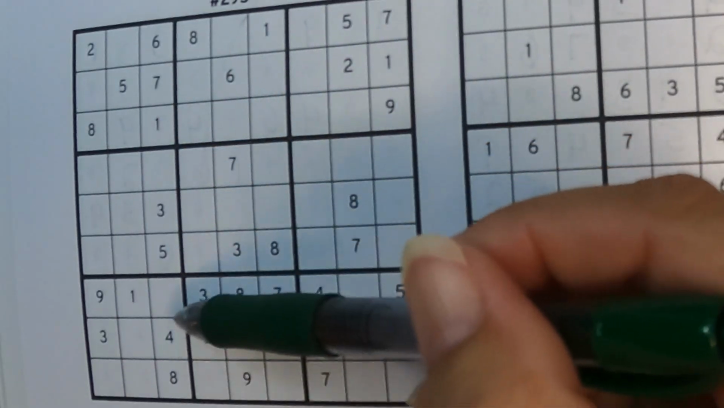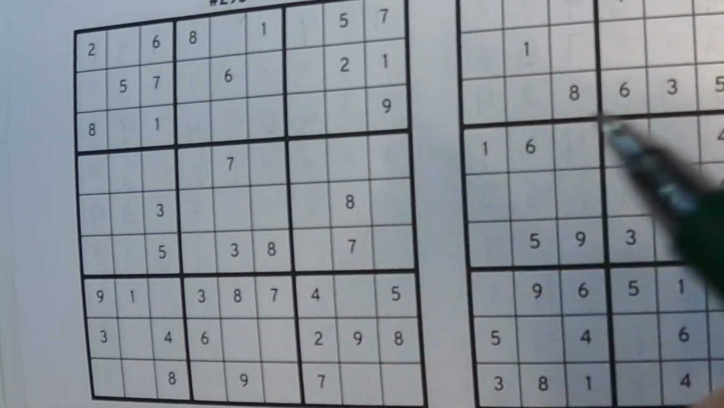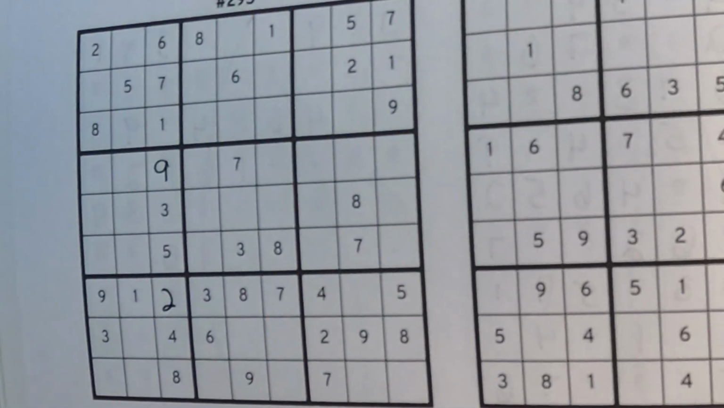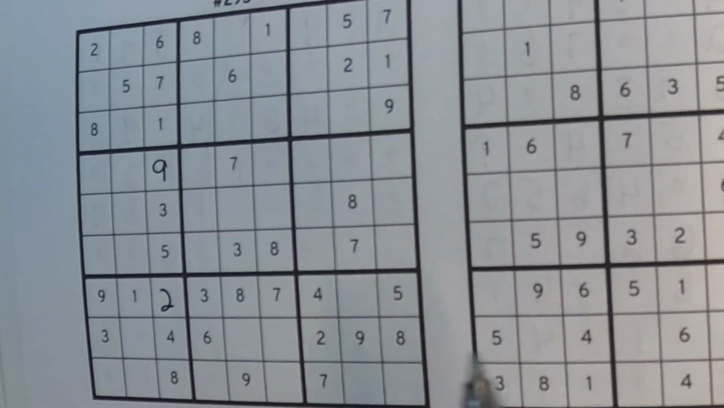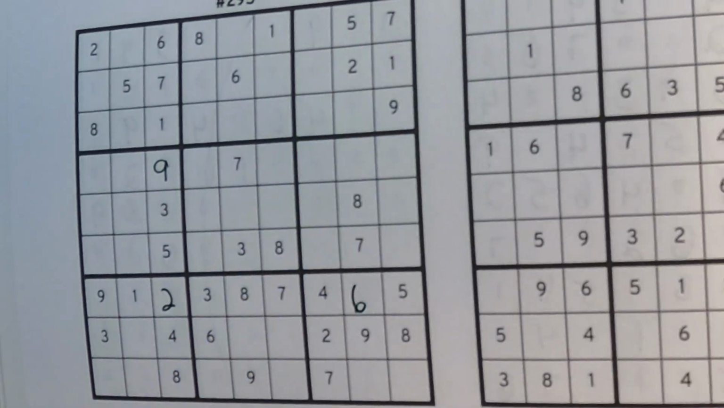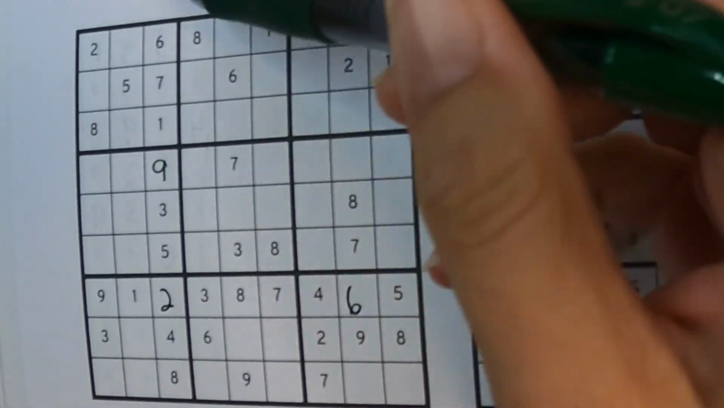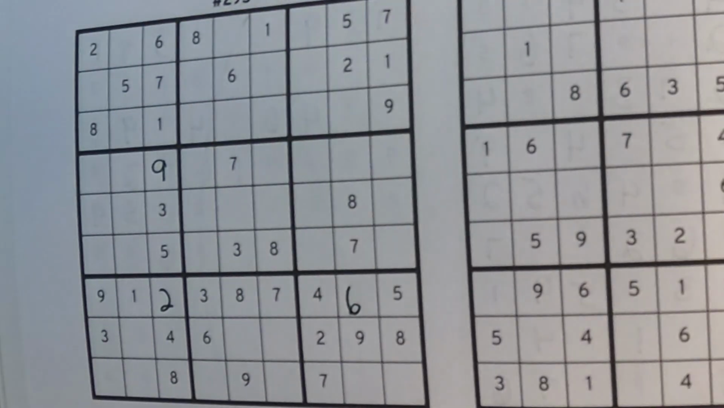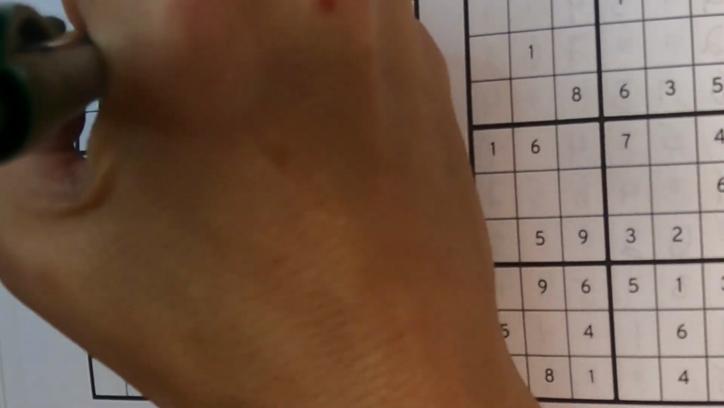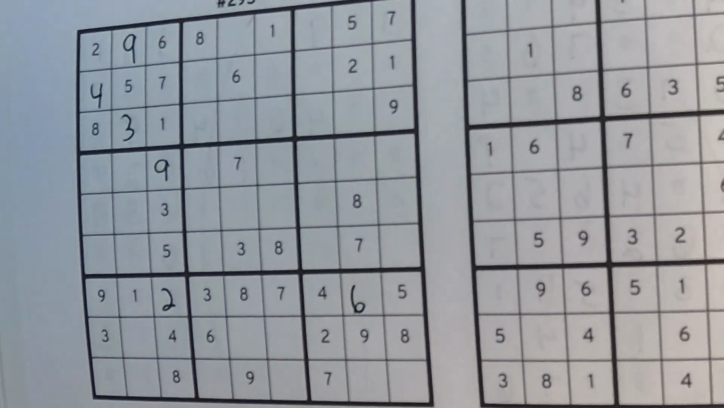If we start with this column, we're missing 2 and 9. We've got a 9 here, so 2, 9. For this row, we're just missing a 6. For this box, we're missing 3, 4, and 9. We've got 3 and 9 here, so this is our 4. 9 here, so 3, 9.